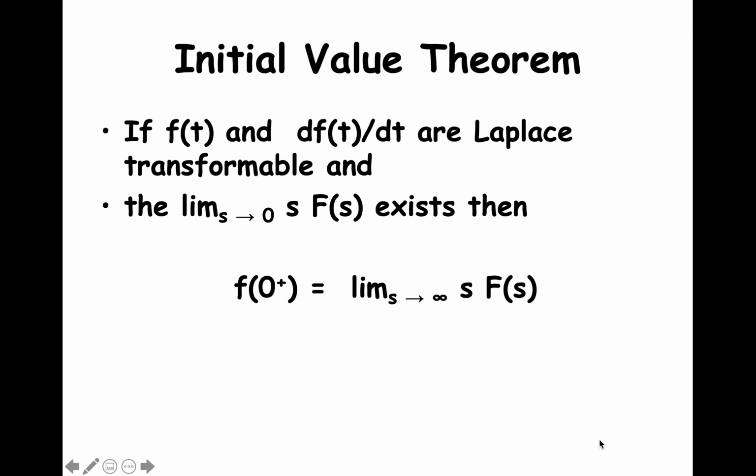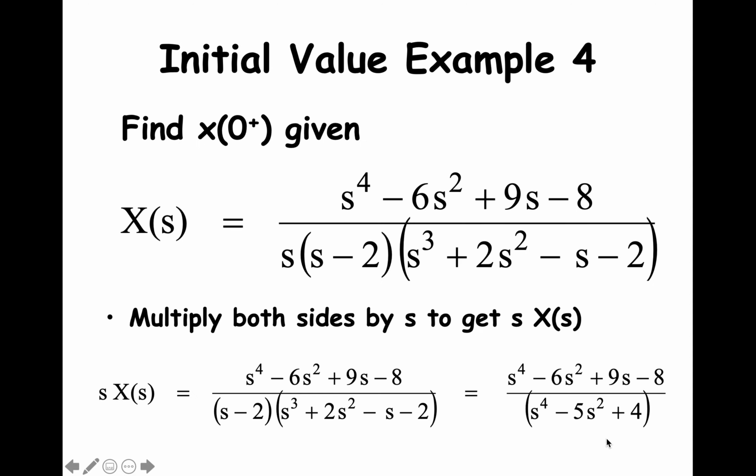Similar to the final value theorem, the time domain function and the first derivative need to be Laplace transformable. And the limits of s times F(s) needs to exist as s approaches 0. Then the time domain value of f at time 0 plus equals the limit of s times F(s) as s approaches infinity. Here is an example.